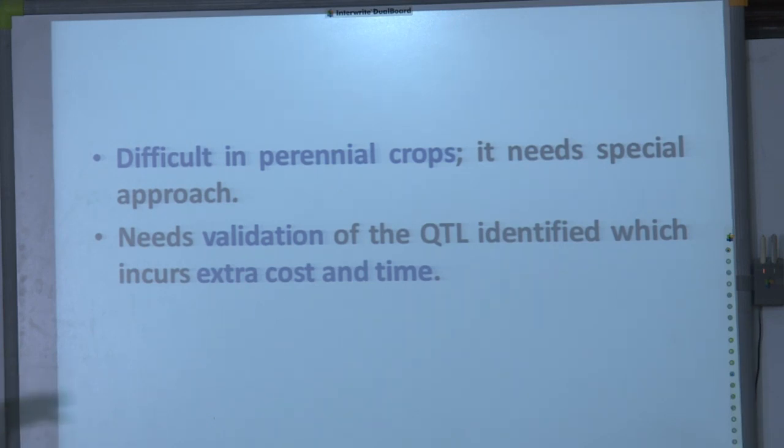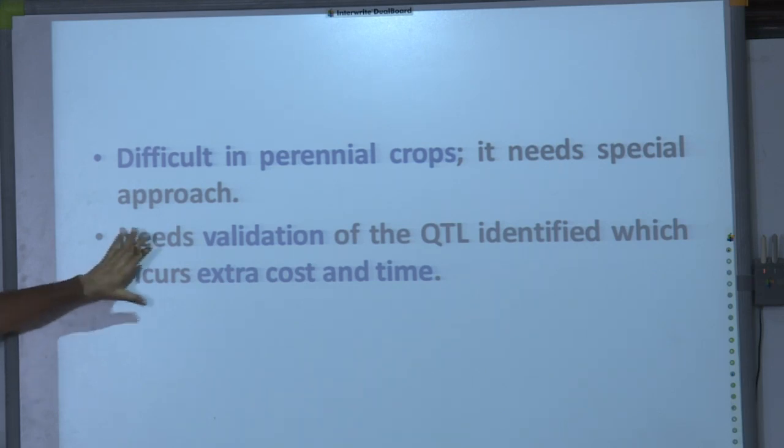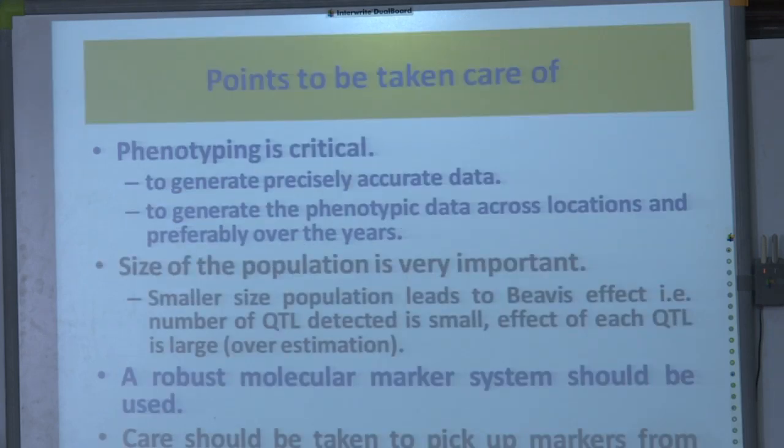Can you mention any method where you need not wait for this? Any other approach where you need not make this mapping population, but still you can go for mapping? Association mapping. You need not develop the mapping population. So the solution will be there, don't worry. They said if I go for validation, again I need to waste time and energy, so the problem will be there.